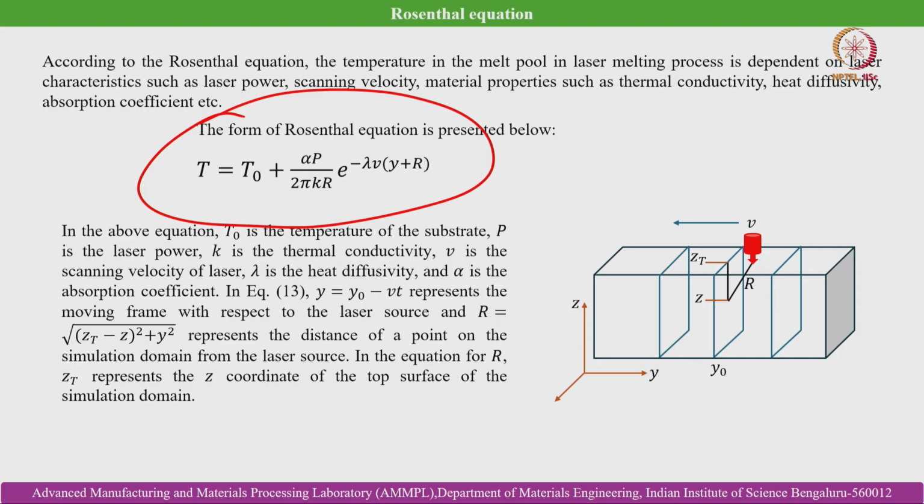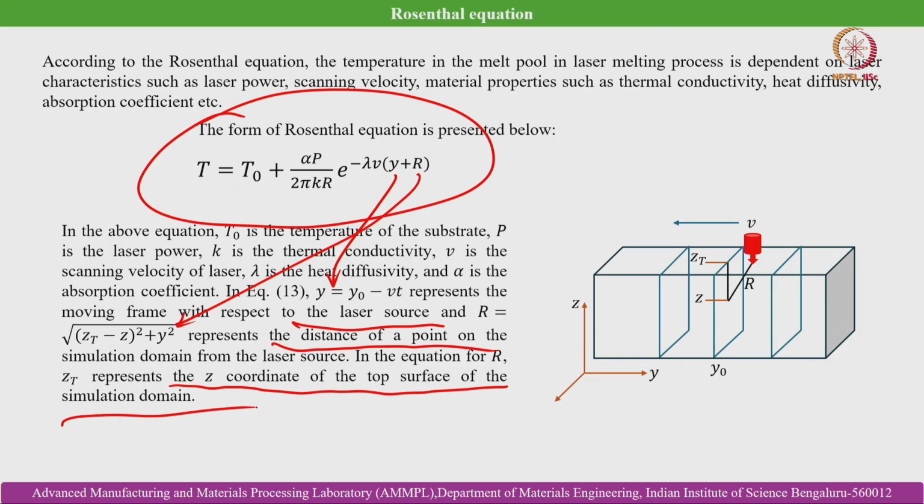And y is equal to y0 minus Vt. Here we are talking about this y. It represents the moving frame with respect to the laser source, and here capital R is equal to the root over (zt minus z) whole squared plus y squared. It represents the distance of a point in the simulation domain from the laser source. In the equation for R, zt represents the z coordinate of the top surface of the simulation domain, which is shown over here. Okay.